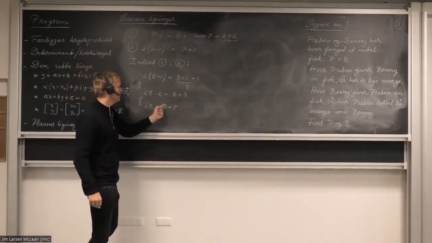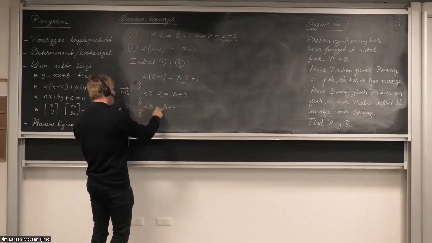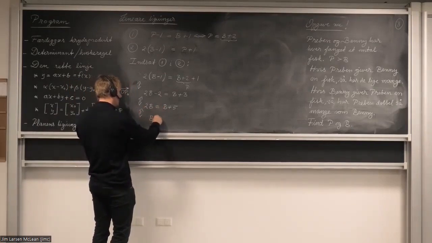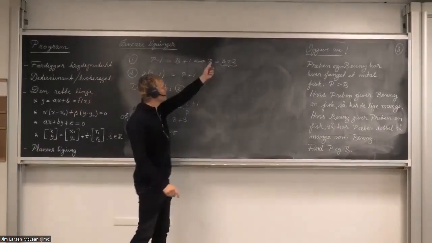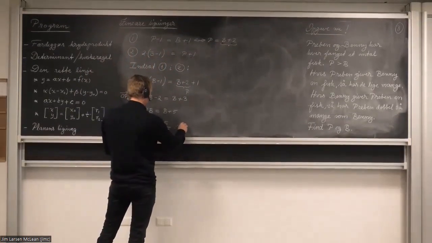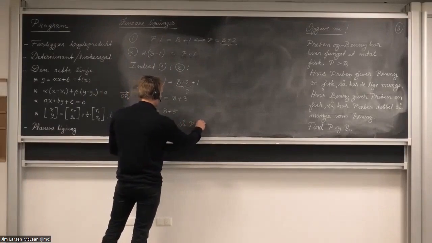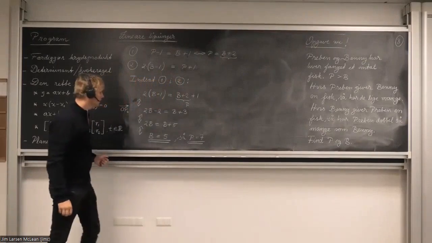And then I can subtract B from both sides of the equation. And 2b minus 1b is b. So Benny has apparently caught 5 fish. But I also know that Preben has caught 2 more than that, so he's caught 7. The number is 7. We can see that right away because we had already found that equation. So the answer is 5 and 7.